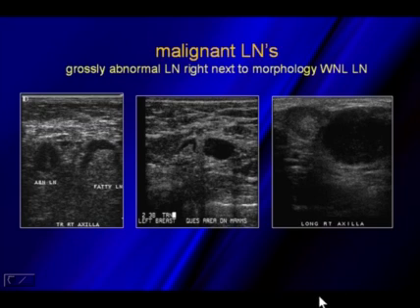What we'll do on the case if we do see these lymph nodes, we will go ahead and biopsy them. If it's proven to be a metastatic lymph node, then the patient does not need to go for a sentinel node procedure. They can go straight to an axillary dissection. So seeing these types of abnormal lymph nodes can be very helpful.